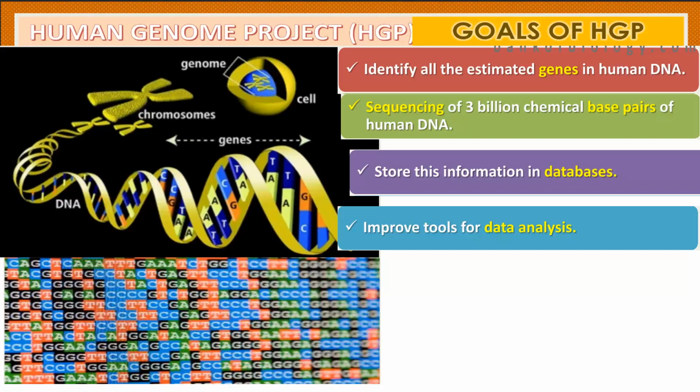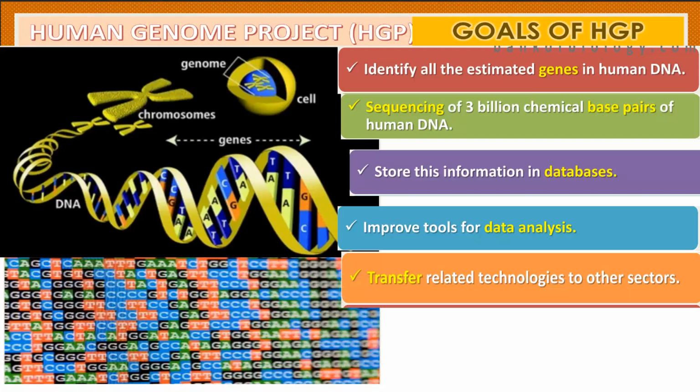Even for crime, they will take the DNA and they will try to find a criminal based on the DNA. Even if they get a small piece of hair, they will use it. Even in sweat also they will try to find. If something is there of that person, then they use the DNA, like during rape cases and such. Next goal: transfer related technologies to other sectors. Now this technology they can take to other sectors.